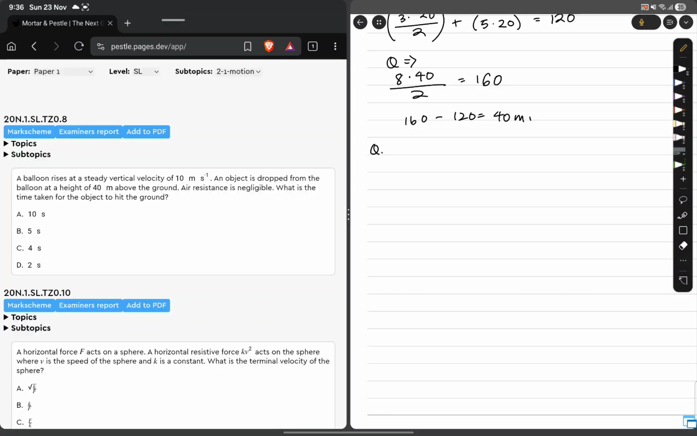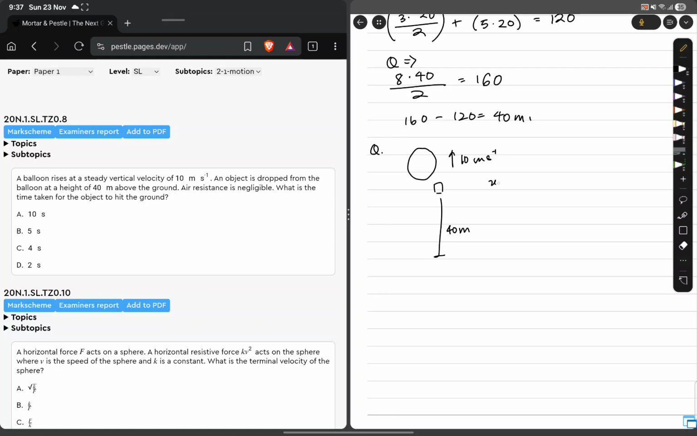Oops, spoilers. Anyway, for this question, a balloon rises at a steady velocity of 10 meters per second. An object is dropped from the balloon at a height of 40 meters above the ground. So a little object, okay, 40 meters above the ground. Air resistance is negligible. What is the time taken for the object to hit the ground?